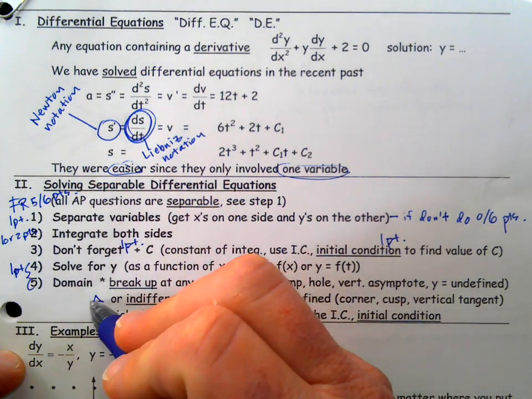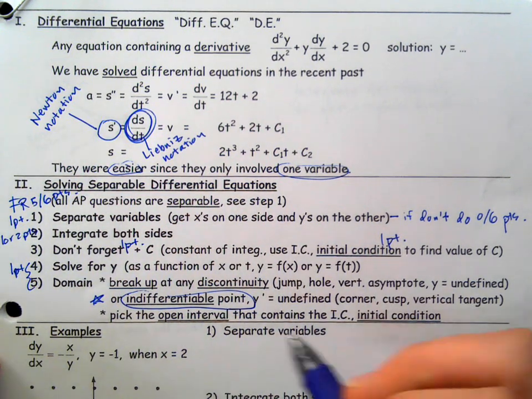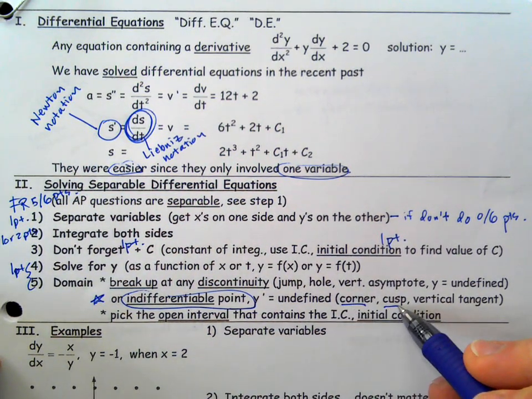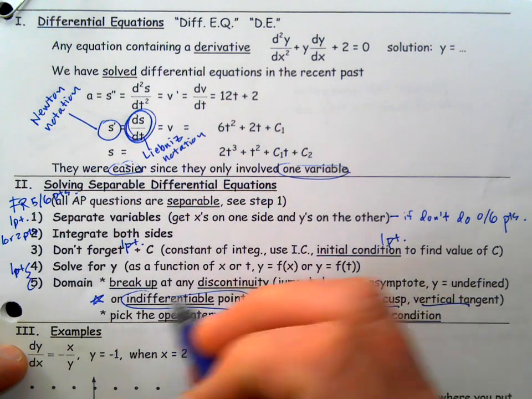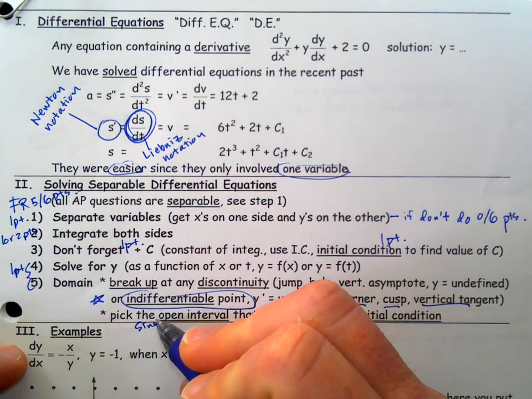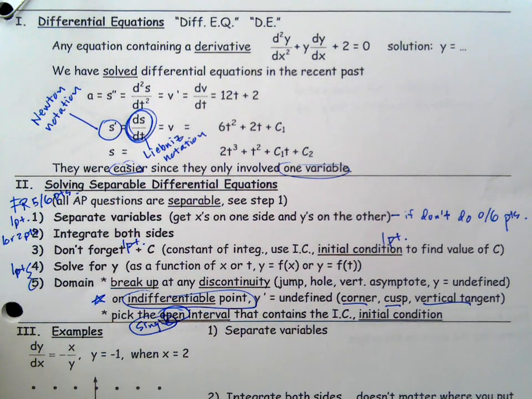But this is the key part: you have to break it up at any point where the derivative doesn't exist. That's usually not an issue for domains of just equations in general. That means a corner, a cusp, a vertical tangent, anything where the derivative is undefined, you have to break it up there. And then you have to pick a single open interval that contains the initial condition. So this is a little different. We are only going to pick one chunk.